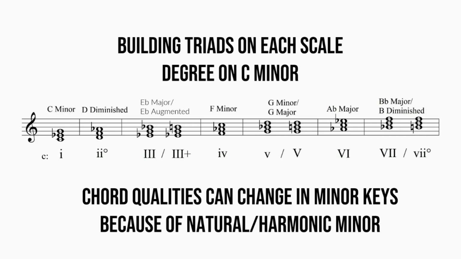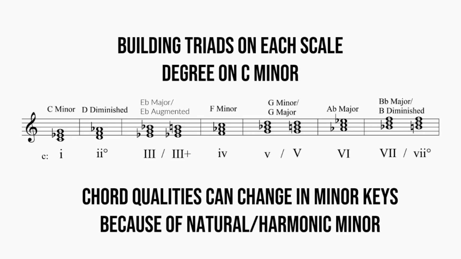Chord 4 is an F minor chord. Chord 5 can be either G minor from the natural minor scale or G major from the harmonic minor scale. Since we need a leading tone to get to the tonic, the major quality is much more common in the Western tonality system. Chord 6 is an A flat major chord, and lastly, chord 7 can be either B flat major, derived from the natural minor, or B diminished, derived from the harmonic minor.